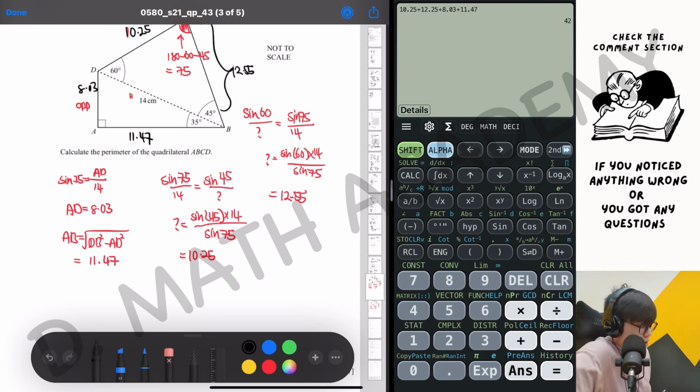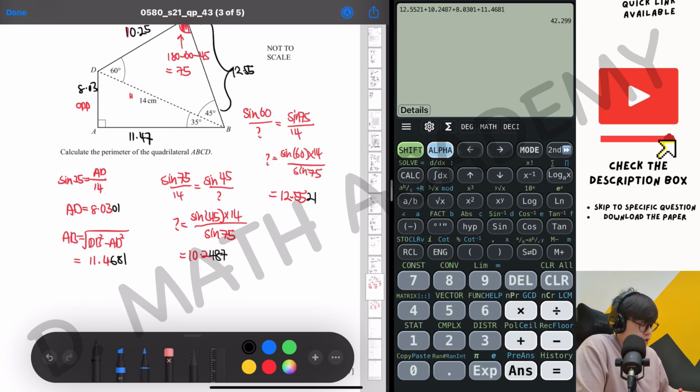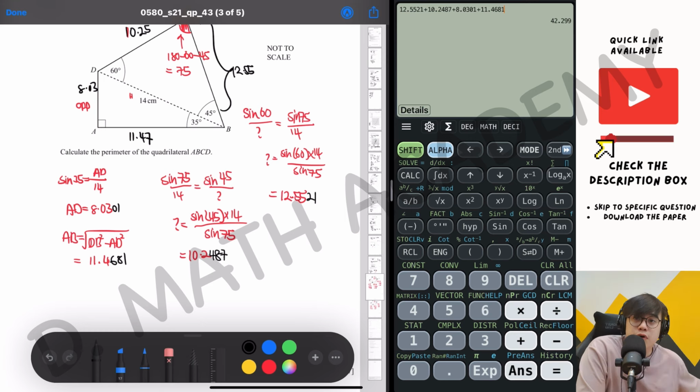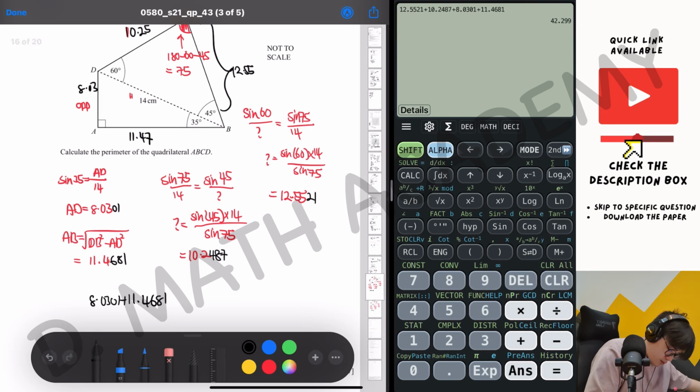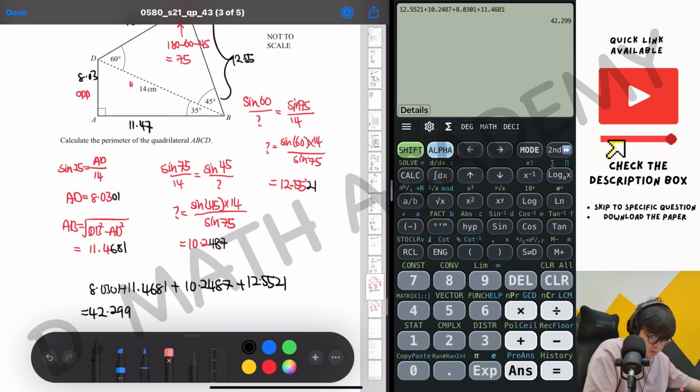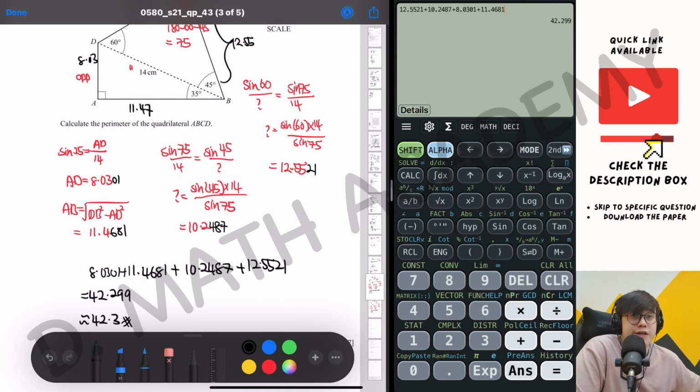So I can actually double check and fill up the gaps. Okay, add them all up and double check. So you will get your answer as 42.299, which is approximately 42.3. So that's how you secure question 9A's result.